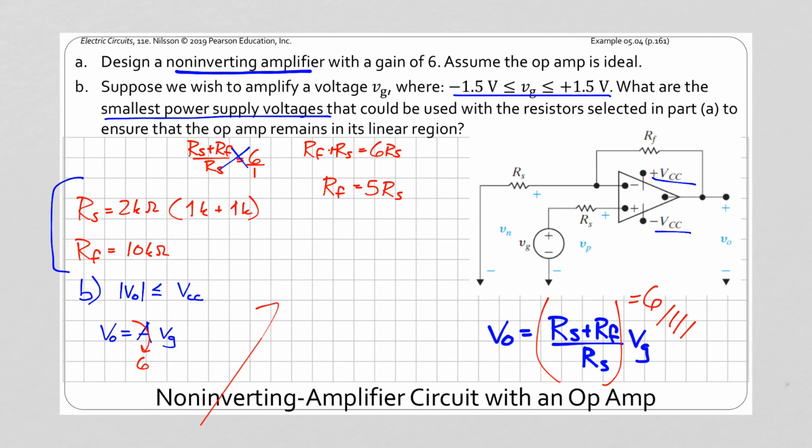And we're told that our input voltage is going to be between plus and minus 1.5 volts. If we have 1.5 volts multiplied by 6 as our gain, then our output is going to be plus or minus 9 volts. So that means that our supply voltage has to be greater than 9 volts in order to keep the op-amp in the linear region.